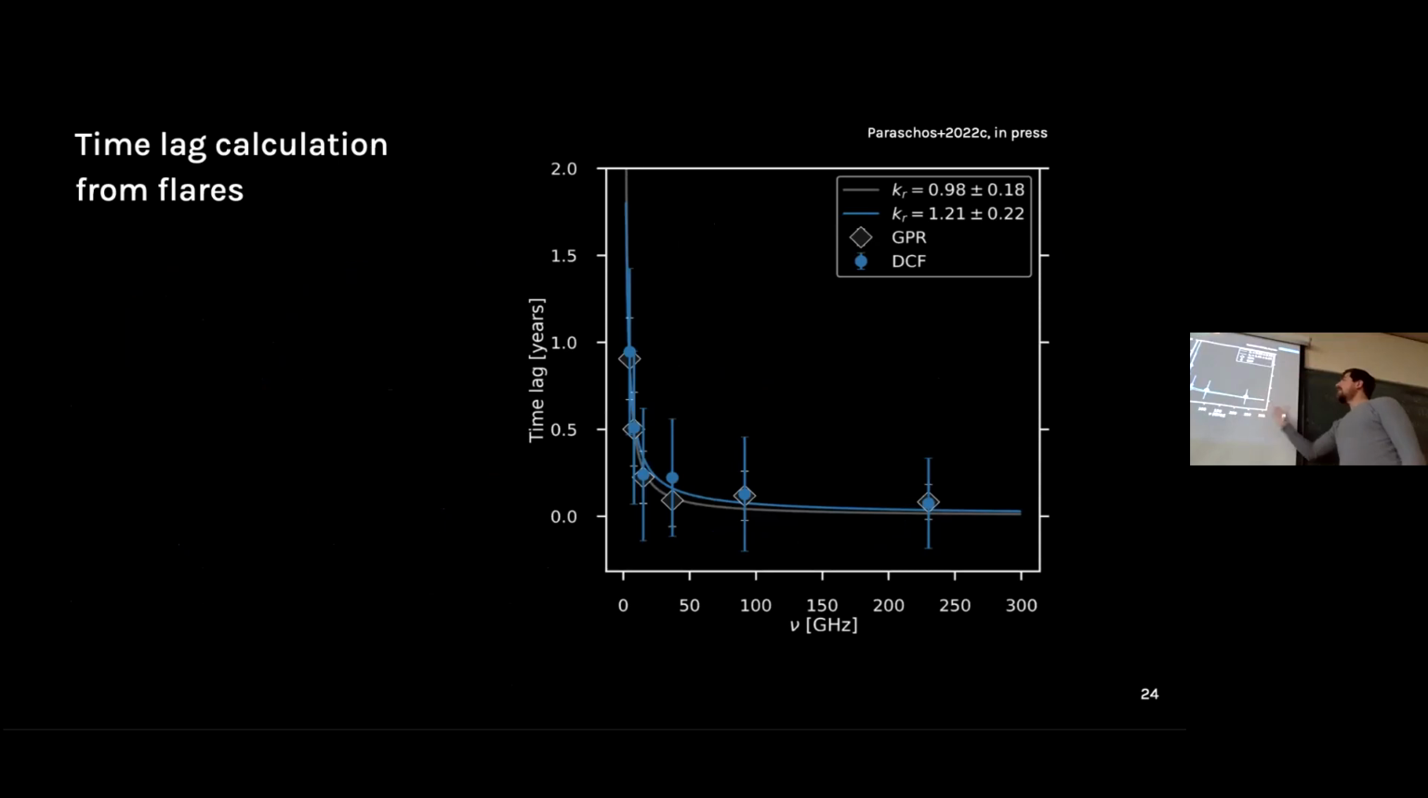We get this plot, which is similar to the one I showed before, but here instead of the distance on the y-axis, we have the time lag. The two different symbols correspond to the Gaussian process regression, the open symbol, and the filled-in symbol is the discrete cross-correlation. As you can see, they agree very well with each other. We can again fit this and get an estimate of the power law index of the fit, which is around 1, as you can see, and this corresponds to equipartition.